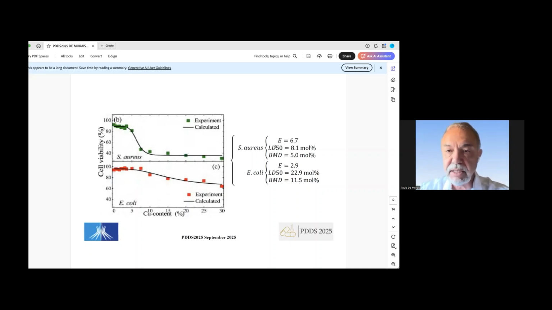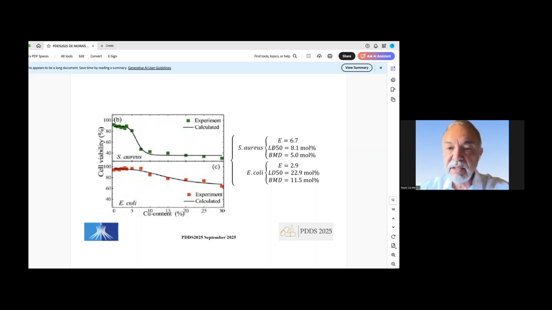So the LD50 for S. aureus is about 1/3 of the LD50 extracted from the E. coli. Likewise, you can see the BMD for S. aureus about half the value for BMD from the E. coli. So if you don't have a curve fitting process, for sure, you will never get some idea about the Hill coefficient, which brings in a very, very important information about the cell response in both cases.